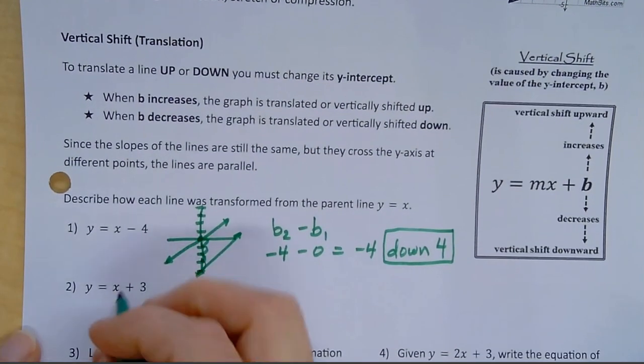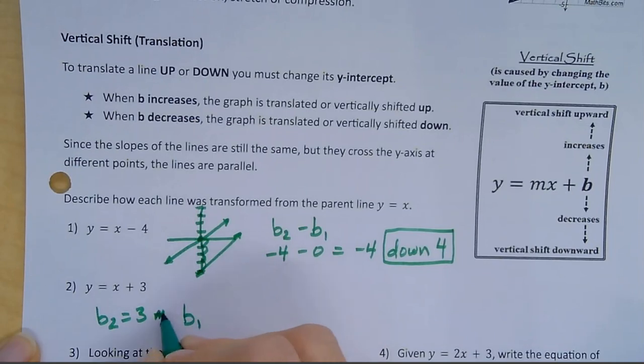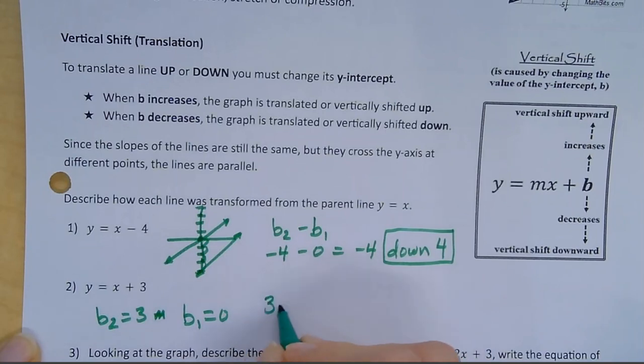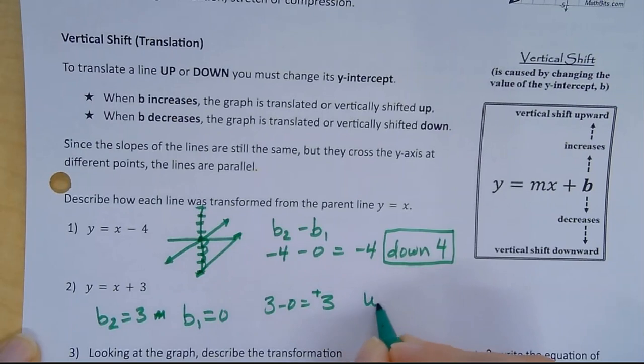Okay, on this one, our second b value was 3. And we're going to subtract our first b value. Our first b value, again, was 0 because we started with y equals x plus 0. So we're going to say second line b value minus first line b value. I'm going to say 3 minus 0 equals 3. Since it's positive 3, we went up 3.